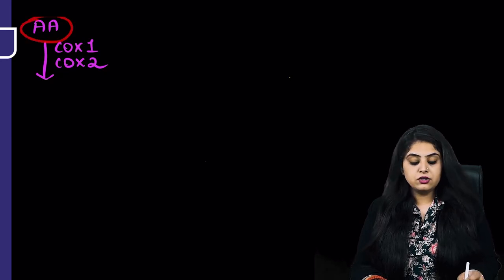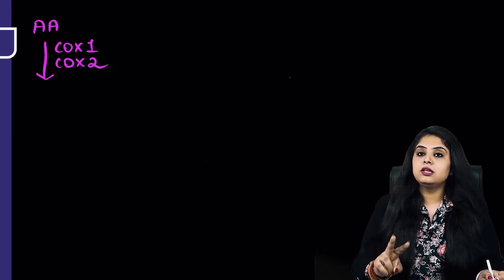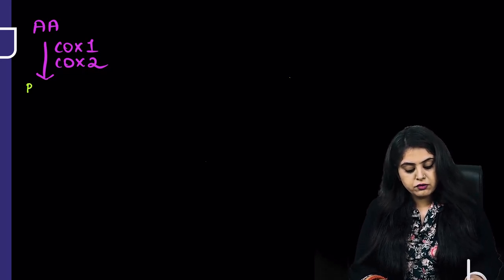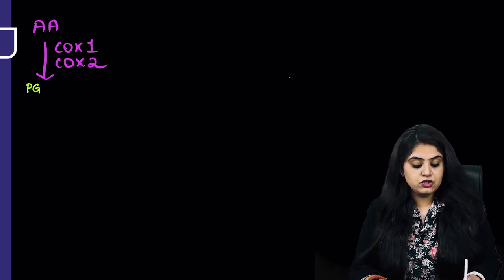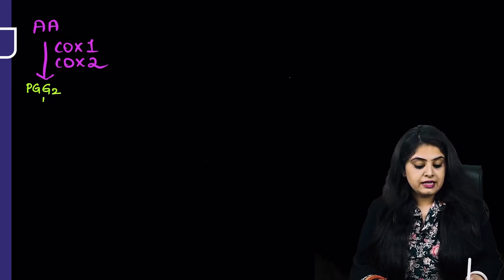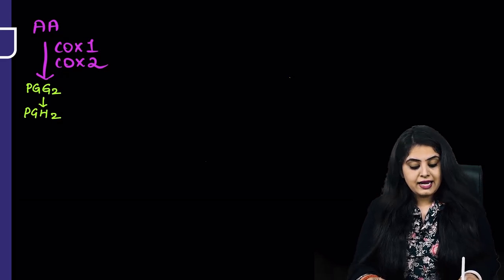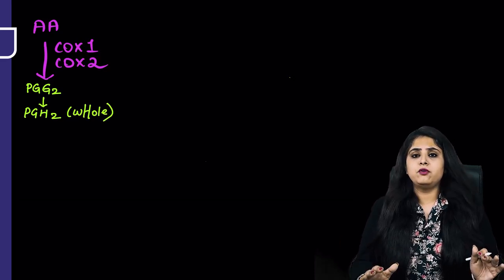So here we have arachidonic acid. It is acted upon by two things, COX1 and COX2. And which is the first prostaglandin that is going to form? It is going to be prostaglandin G2. From G2, the next one, after G comes H. So the next one that is going to form is prostaglandin H2. And H I have learnt as whole, because after this, the whole spectrum will form from it.